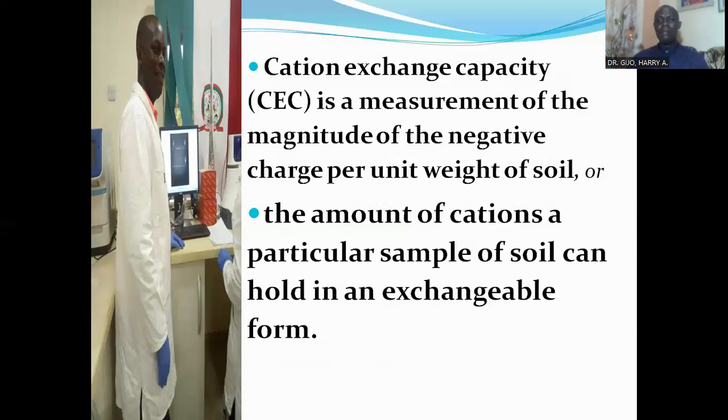Okay, to retrieve cations from the soil water solution and make them available to plants for absorption, because most soil cations are actually plant nutrients. So the ability of the soil to sequester these cations and make them available for plants is what we call the cation exchange capacity.